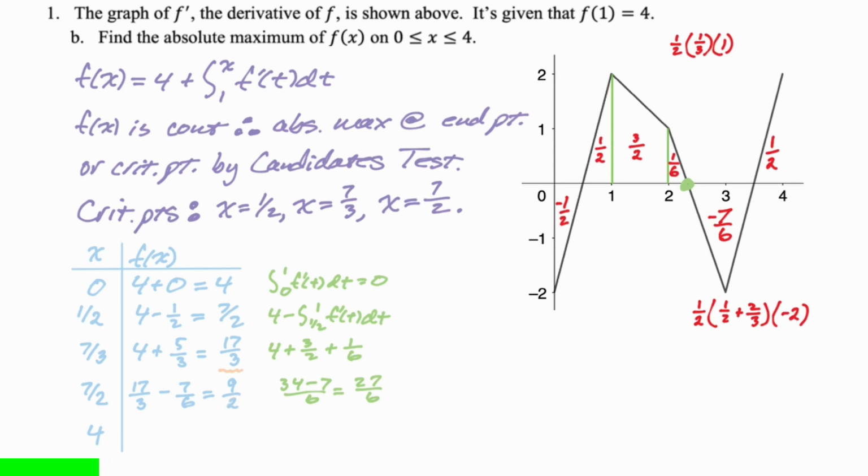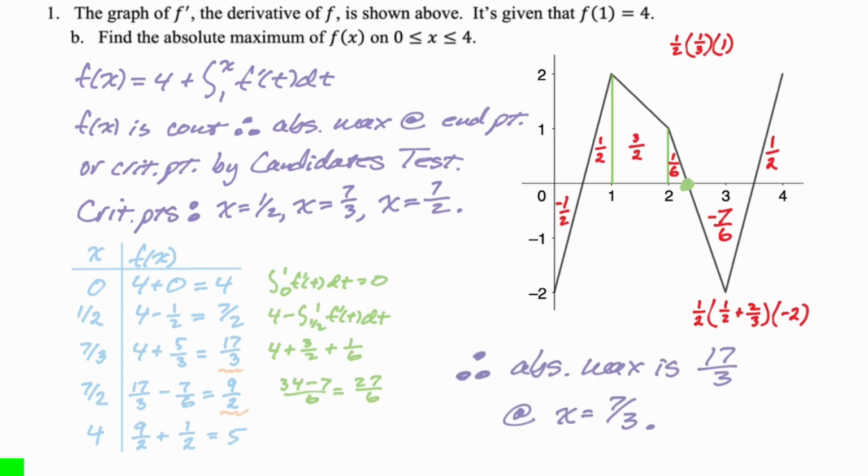Now I'm going to go from 3.5, sorry, not 3 halves. So I'm going to take this value and I will be adding 1/2 to it, right? Because the integral from 3.5 to 4 is 1/2. So overall, that's 5. Now, this table contains the biggest possible value and the smallest possible value. We're looking for the absolute maximum, so we can say, therefore, the absolute maximum is 17/3 at x equals 7/3.